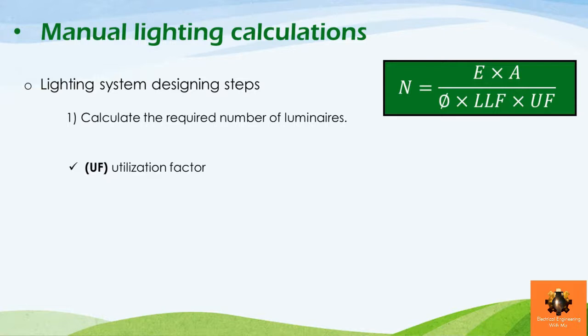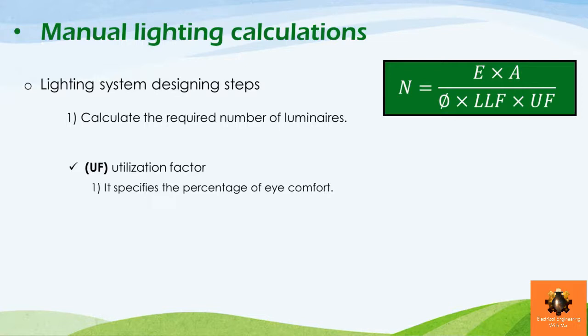Here we say that the utilization factor is a factor which specifies the percentage of the visual comfort when using the lighting system. This is because not all lighting systems have the same visual comfort. For example, when you are in a room, you can feel very comfortable. This is because your eyes can feel the comfort of the lighting system. On the other hand, you can be in another room where you don't feel any comfort or the lighting system annoys you very much. And this is because the percentage of visual comfort in this room is low.